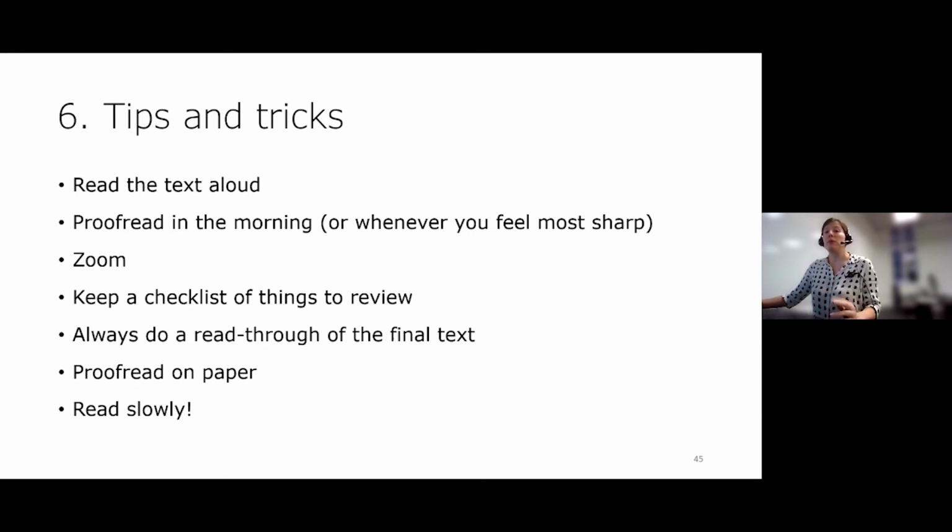As I mentioned earlier in the presentation, it's really helpful to keep a checklist of things to review to help ensure consistency. And again, always do a final read through of the text. When you're making corrections, you're often starting and stopping to research things. It's good to read through the whole thing one last time to make sure you didn't miss anything in the process. As I mentioned before, a lot of people find proofreading on paper easier than on a screen. But of course, these days, it's hard to get away from digital track changes when proofreading. And again, read slowly.